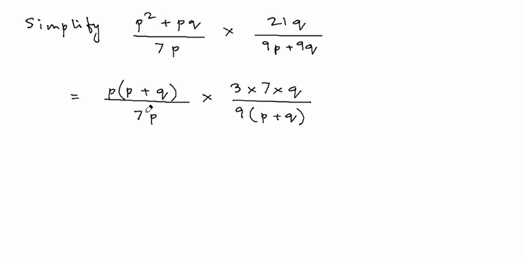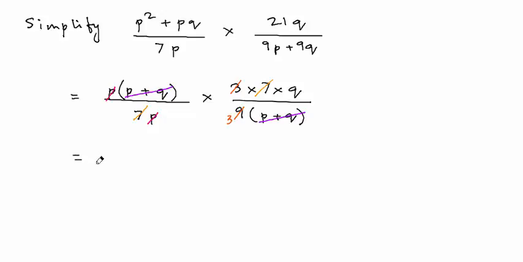Now, as you can see, there are a few common factors we could cross off or cancel. This p plus q crosses off with this p plus q. Here's a p and here's a p that can cross off. I can see a 7 with a 7. And finally, there's a 3 out here and there's a 9 out here. 3 times 3 is 9. Therefore, you can cross off the 9 and write a 3 down there.